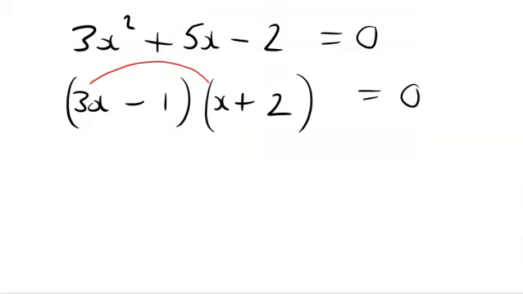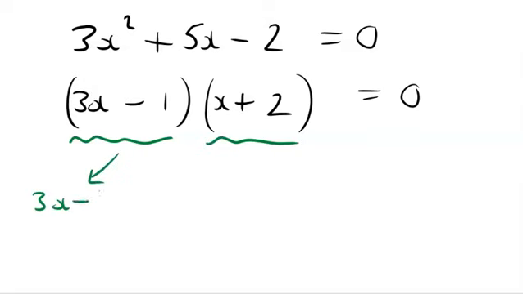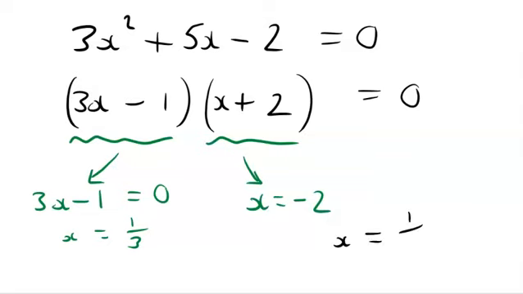And then that can be 0, or this can be 0. So here, 3x minus 1 equals 0. x equals 1/3. And here, x must be minus 2. So the answer, x equals 1/3 or minus 2.